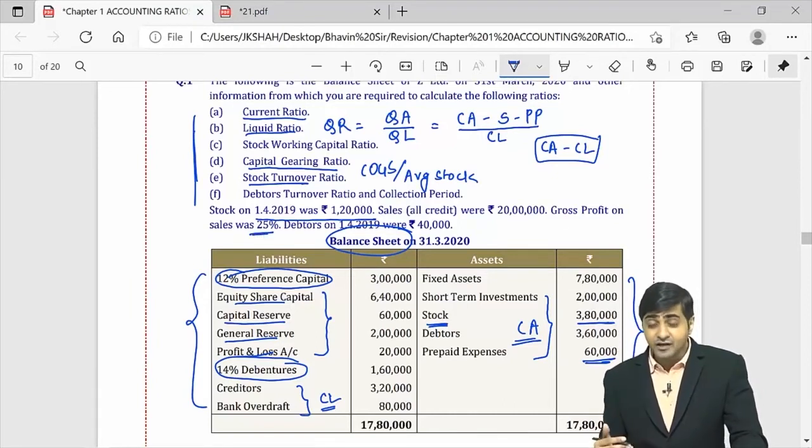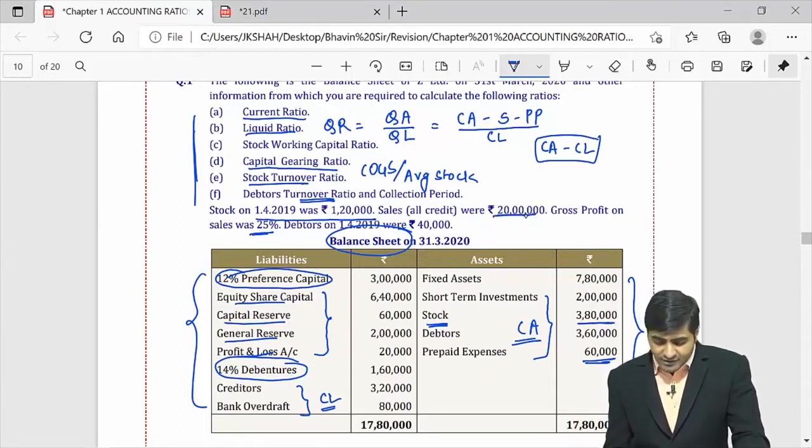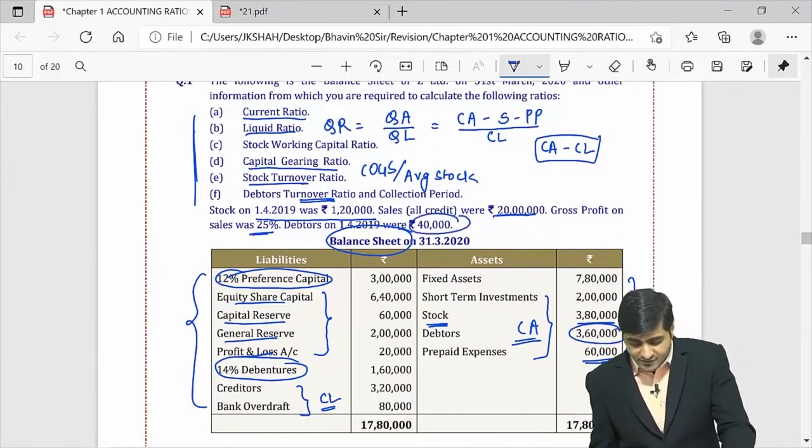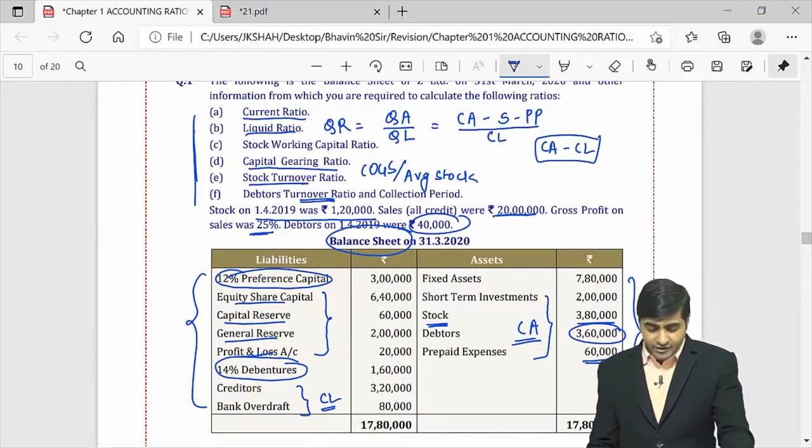Now let's further continue with your debtors turnover ratio. Your debtors turnover ratio will be credit sales upon your average debtors, and guys, your credit sales is available here, but we also have opening debtors of 40,000 and closing debtors of 3,60,000. So that's how we'll calculate your debtors turnover ratio.